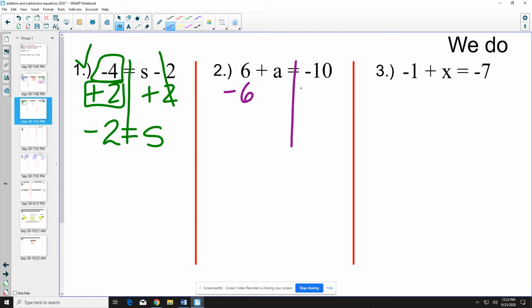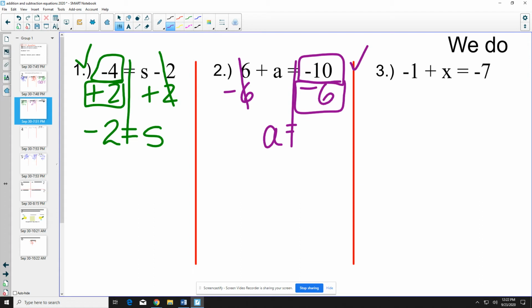Subtract 6. Good. So you're going to subtract 6 from both sides because 6 take away 6 is 0. Bring down your a. Bring down your equal sign. On this side, you're going to box and check. So you've got a -10 minus 6.